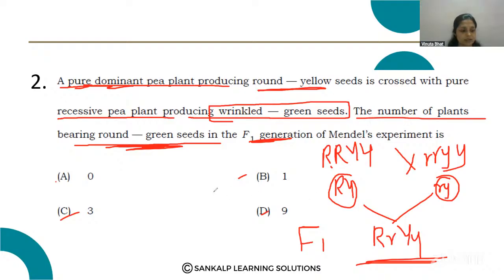Many students are writing 9. No, that is the wrong answer. Option A, because what they asked is, in the F1 generation, how many plants are producing round green seeds? Here all are producing round yellow seeds, right? So no plants are producing round green seeds. So option A is the correct answer. Option A.